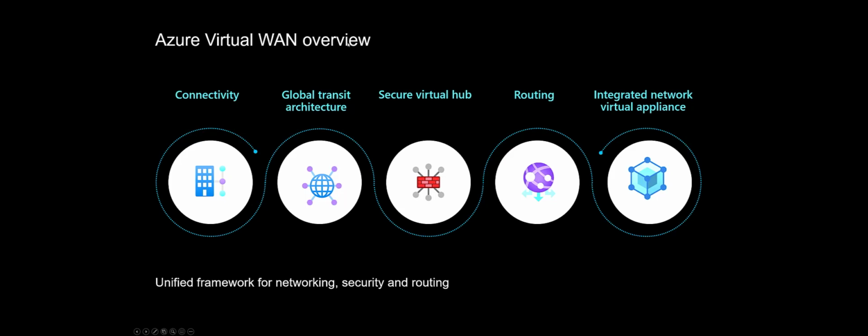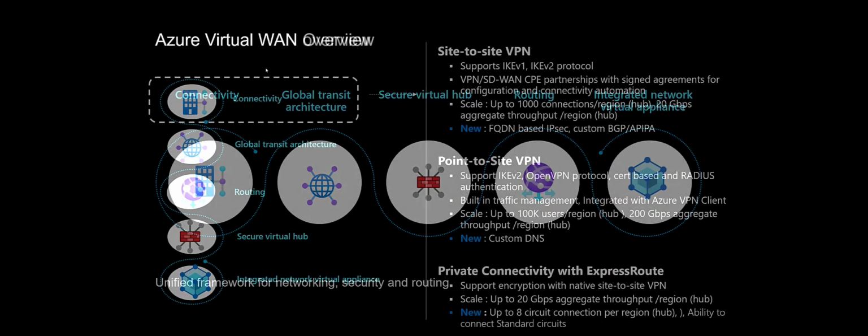From an overview perspective, we'll be discussing connectivity options, that global transit architecture, how we secure a virtual hub. We'll focus in on routing and how to implement these advanced routing scenarios within Azure Virtual WAN. And additionally, we'll talk about some of the integrated network virtual appliances you can deploy within Azure Virtual WAN hubs.